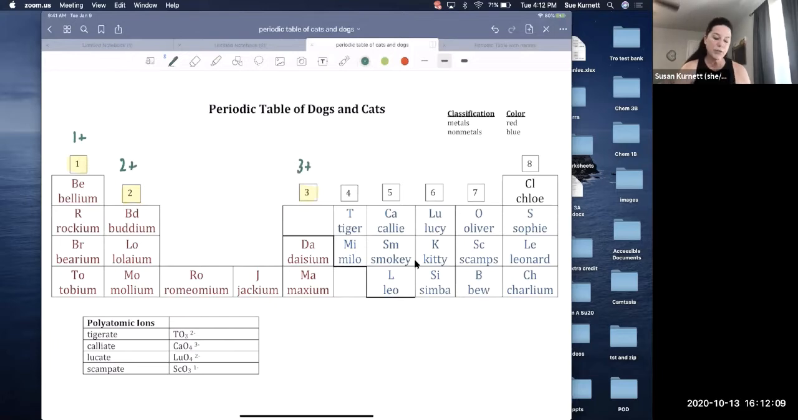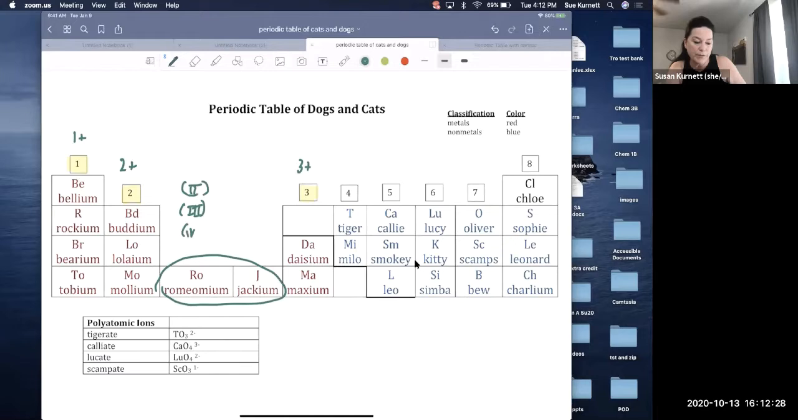So metals, which are red here, just like they were the first week of our class, lose electrons to become stable. The ones here in the unknown zone, we're going to have to state the charge. And so we're going to have to state the charge by putting it in Roman numerals inside parentheses. You know, romonium 2, romonium 3, romonium 4. You're going to have to state what the charge is for Romeo and Jack.